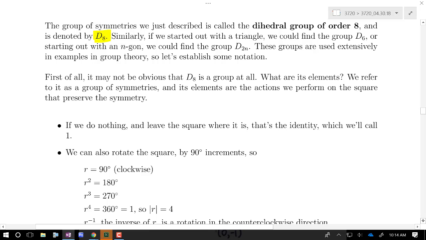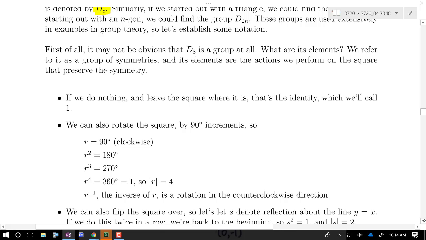So the elements, we need a way to have a bit of a shorthand for these symmetries. We've described in English what we're doing. So the identity element will just be leaving the square where it is. Do nothing. And that's our 1. That's our identity element. Then we have these rotations. So we'll let R be a 90-degree rotation clockwise.